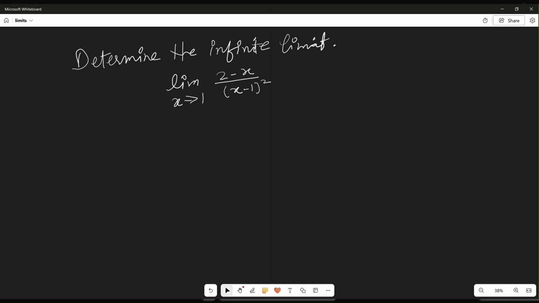Welcome back. Let's determine the infinite limit for this function as x approaches 1.